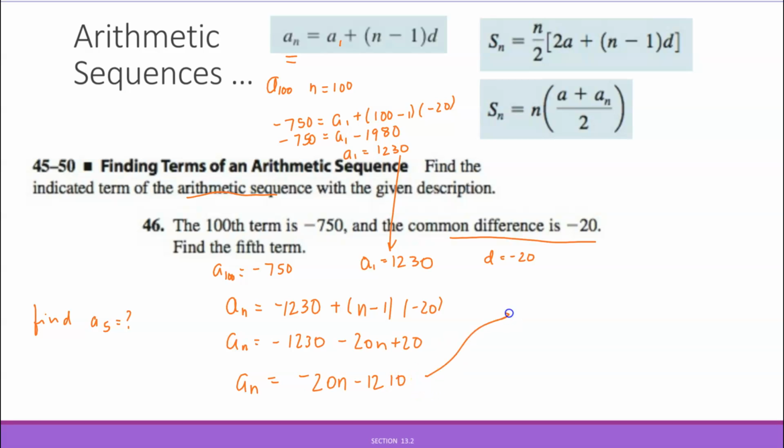Finally, our 5th term we're ready for, and that was the goal of the problem, was to find the 5th term. So we're going to take negative 20 times 5 minus 1210. Okay, so negative 20 times 5 is a negative 100, minus 1210 would give us a negative 1310, and there's our solution.